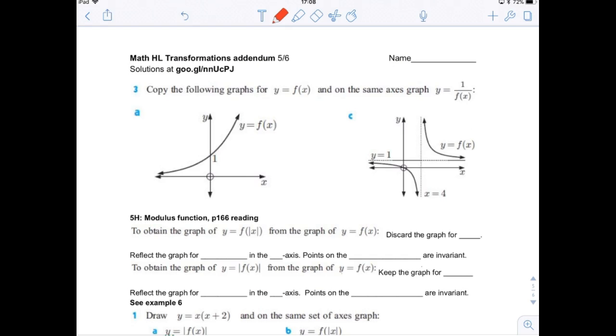So remember that any point at y equals plus 1 or minus 1 is invariant, or does not change. So we know that this middle point here stays where it is. Any y value that is greater than 1 is going to transform to a number between 0 and 1. So this graph here is going to get smaller and approach 0. Okay? And then you notice that it kind of looks like this side of the graph, right?